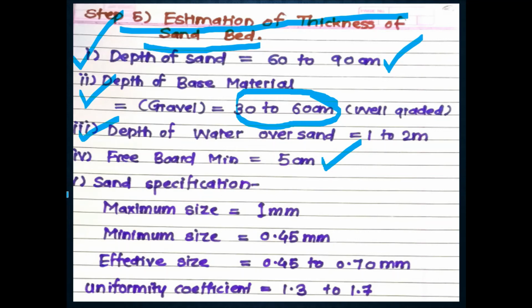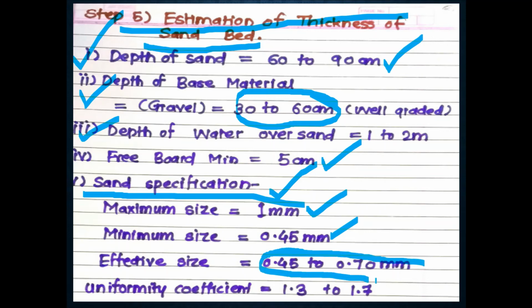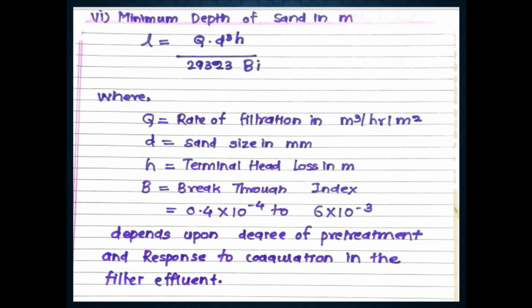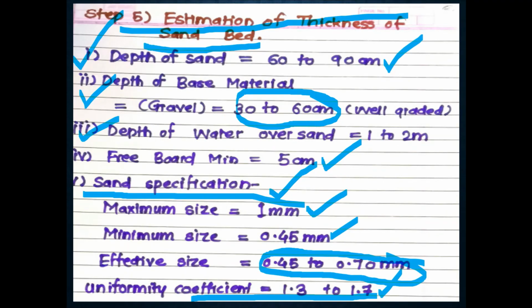And particularly talking about the sand specification, the sand which is to be used in the filter media should have a maximum size of 1 mm and a minimum size of 0.5 mm. The effective size should range between 0.45 to 0.7 mm, that is the most common size. And the uniformity coefficient is 1.3 to 1.7, nearly equal to unity. Okay, these assumptions we have to follow.